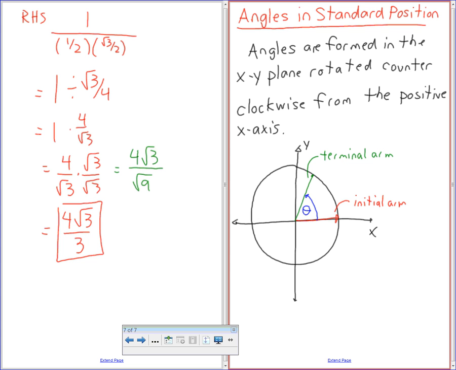Is that framework leading into a different way of measuring angles besides degrees? Yeah, it's going to lead to that relatively soon.